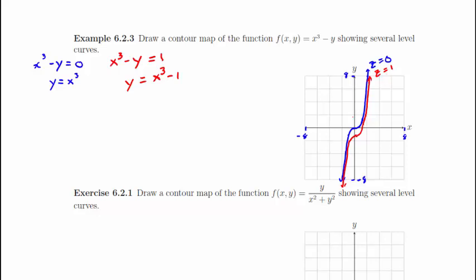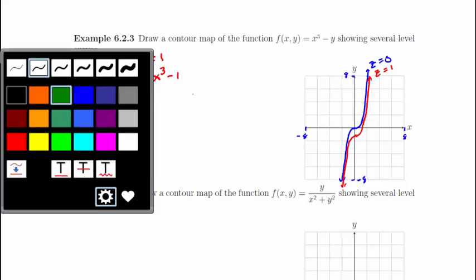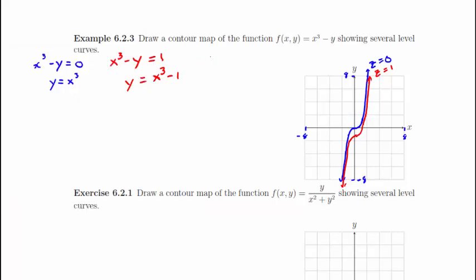By symmetry, we should get that when z equals negative 1, we go up the other direction. Let's double check and make sure that I'm not wrong in that assumption. So if z equals negative 1, we have x cubed minus y equals negative 1. If we add the y to this side, add the 1 back over to this side, we should get y equals x cubed plus 1. So yes, indeed, we should get this point, and this goes up 1, this point goes up 1, and this point goes up 1. So I'm just using transformations of my y equals x cubed graph.